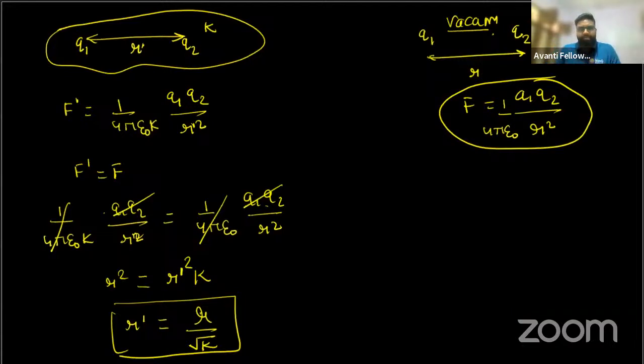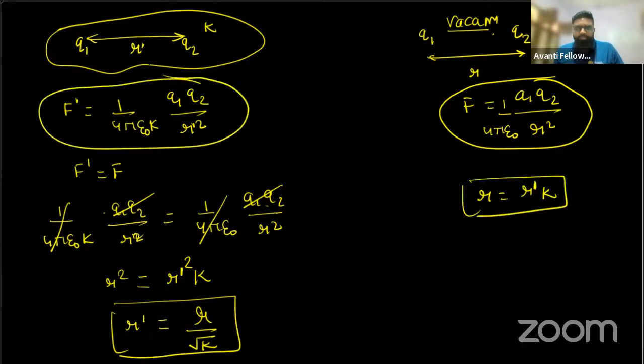And similarly, if you shift from medium to vacuum, R is equal to R dash root k, which means if we want the same force that is acting in the medium to be experienced in vacuum, then we have to increase the distance between them. And how much distance do we have to increase? Root k times, okay?